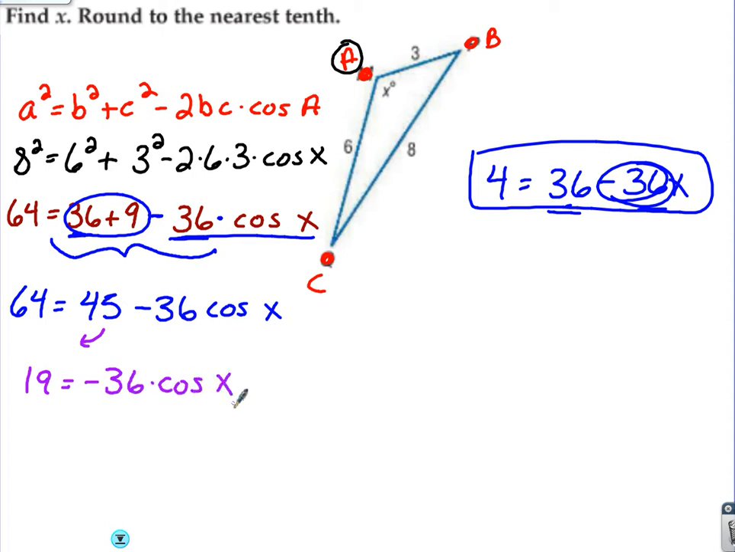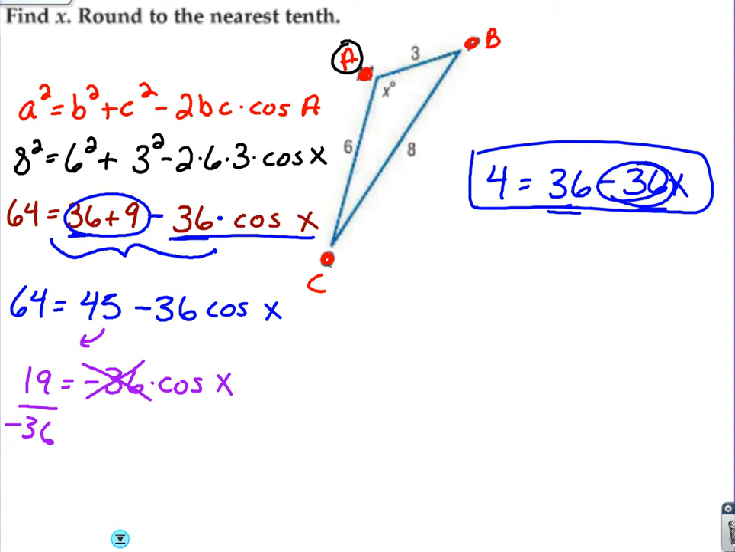Now I got to get rid of the negative 36. Reminder of what we just said. Dylan C, how do I get rid of this 36? Divide it. So divide by negative 36, and y'all can type that in your calculator if you want to. But look, it's not equal to x again. It's equal to the cosine of x.